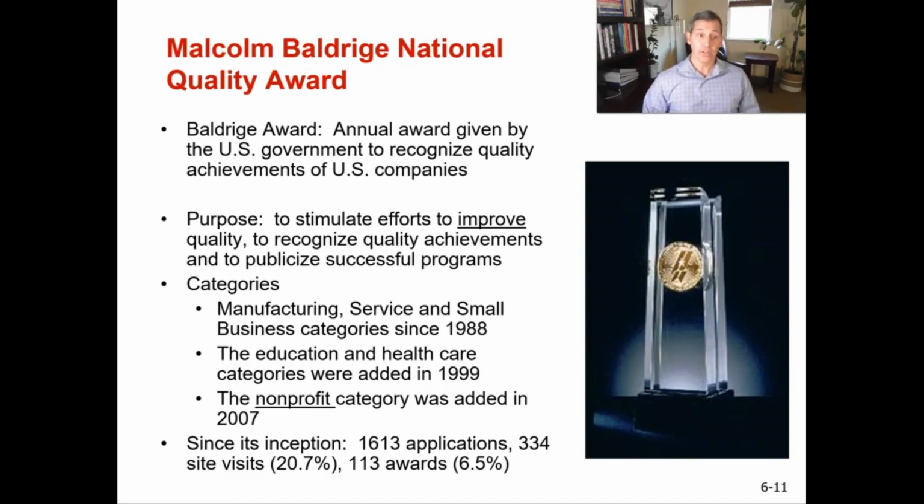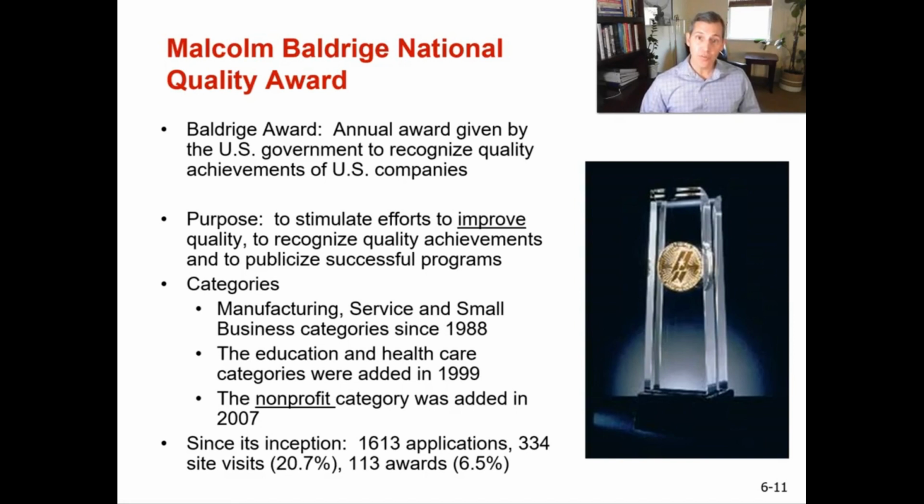This is an annual award given by the United States government to recognize quality achievements for U.S. companies. It's named after Malcolm Baldridge, who served as the Secretary of Commerce in 1981, and his managerial excellence continued for long-term improvement in efficiency and effectiveness of the government. And so we named this award after him, and it was signed into law in 1987 by President Ronald Reagan. The purpose of the Malcolm Baldridge National Quality Award is to stimulate efforts to improve quality, to recognize quality achievements, and to publicize successful programs.